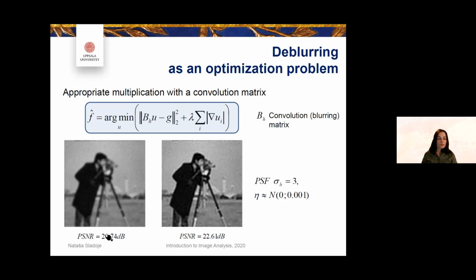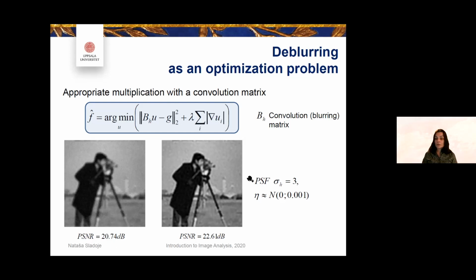So in this case, we have an image which is both degraded by blur and by noise. Its peak signal to noise ratio is reported here.